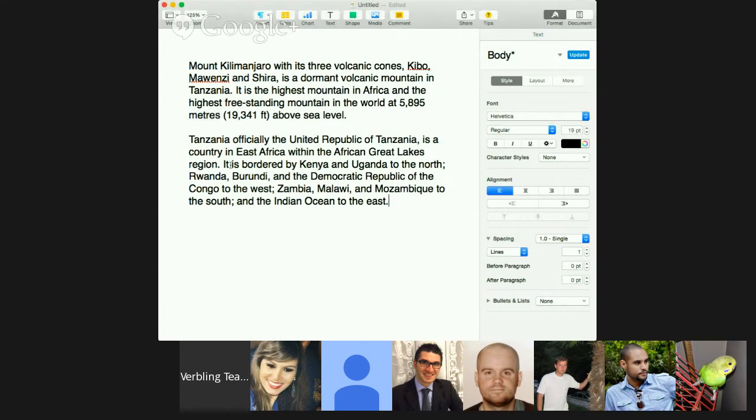Okay, and Amari, paragraph number 2, please. Okay. Tanzania, officially the United Republic of Tanzania, is a country in East Africa within the Africa Great Lakes region. It is bordered by Kenya and Uganda to the north, Rwanda, Burundi, and the Democratic Republic of the Congo to the west, Zambia, Malawi, and Mozambique to the south, and the Indian Ocean to the east. Thank you. All right, so it has lots of borders. Well done, Amari. Great reading. And it also has a long stretch of coast, so we know a little bit more about it.